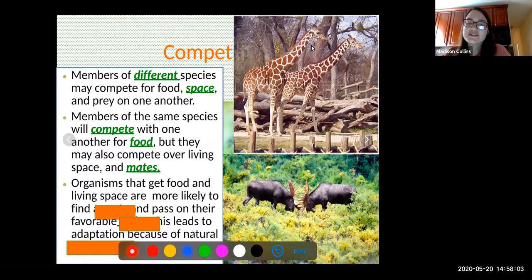Next up, organisms that get food and living space are more likely to find a mate and pass on their favorable traits. So this is what leads to adaptations because of natural selection. And we're going to talk about adaptations, I think, on the next slide.